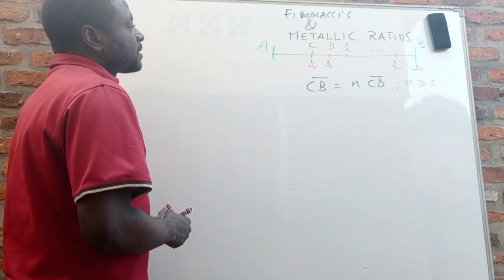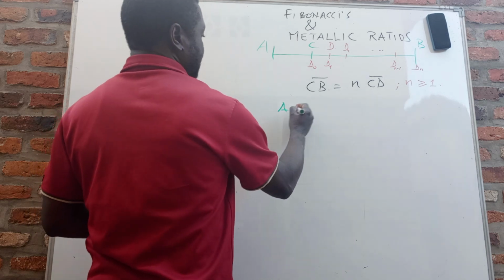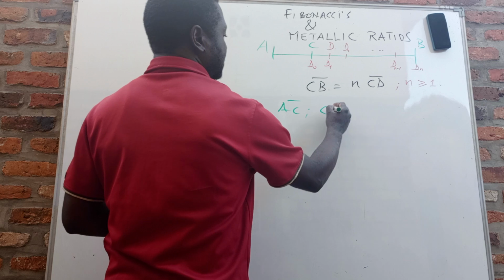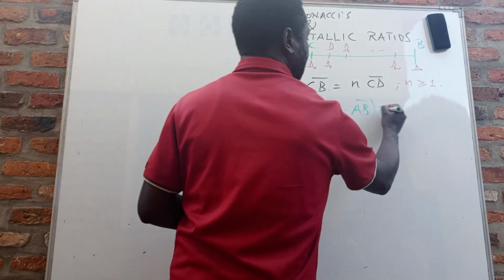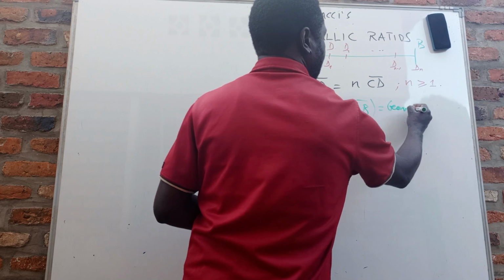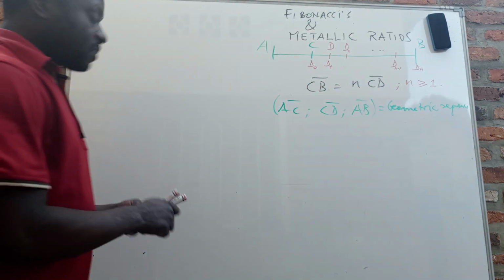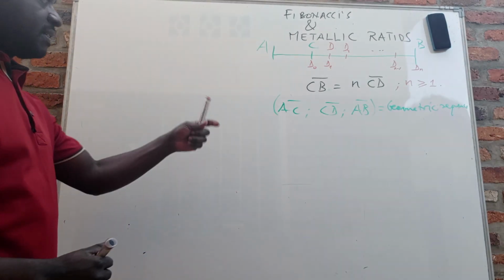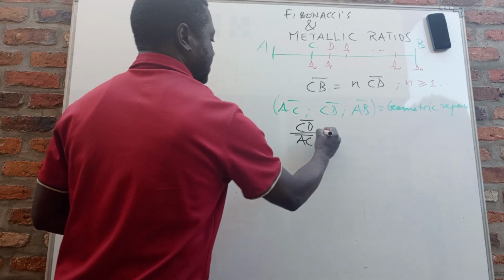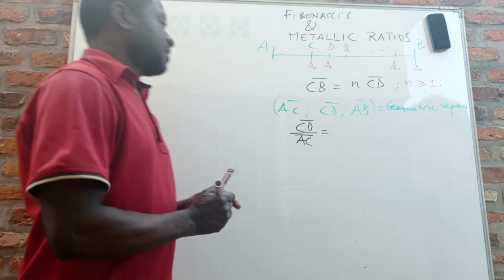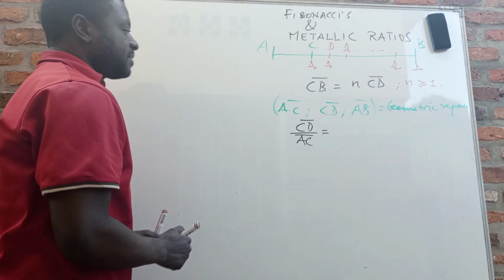So suppose we take the sequence AC, CD, and AB, and suppose this sequence is a geometric sequence. In this case, we can get another condition: the ratio CD divided by AC. If this sequence is geometric, the middle term is the geometric mean of the extreme terms AC and AB.